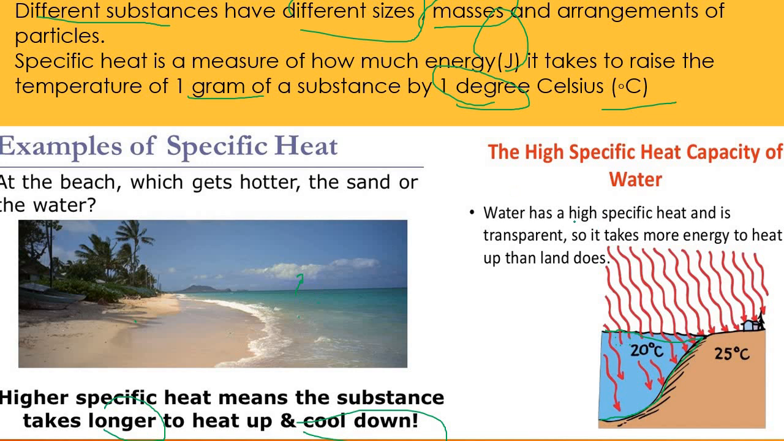Water has a high specific heat and is transparent, so it takes more energy to heat up than the land. So look here, this is the sunlight. The sand will be heated faster, so the temperature will be 25 Celsius, while the water is 20. It takes a long time to raise the temperature of water, while the sand gets hotter faster than the water. So specific heat measures how much energy it takes to raise the temperature of 1 gram of a substance by 1 degree Celsius.